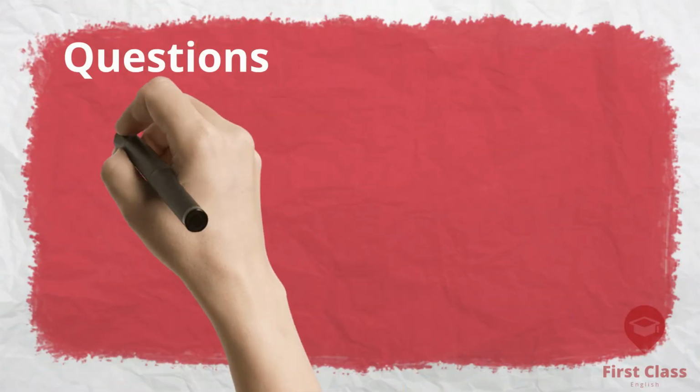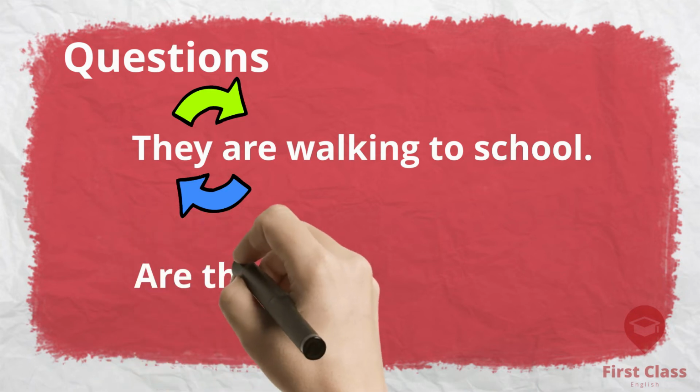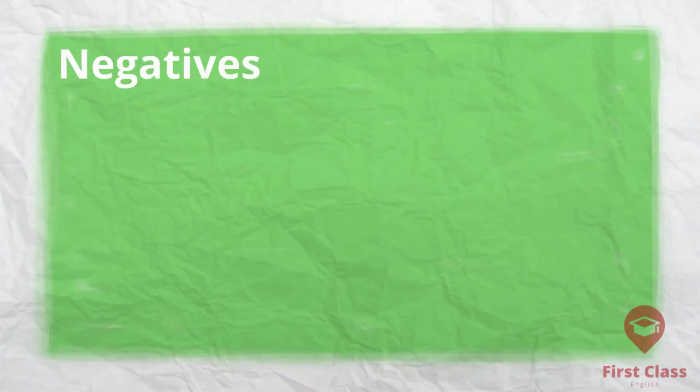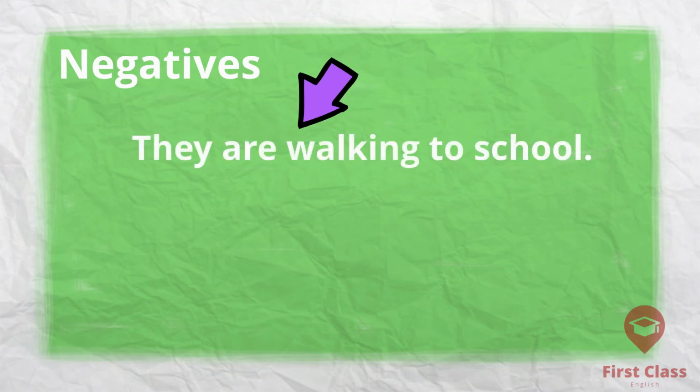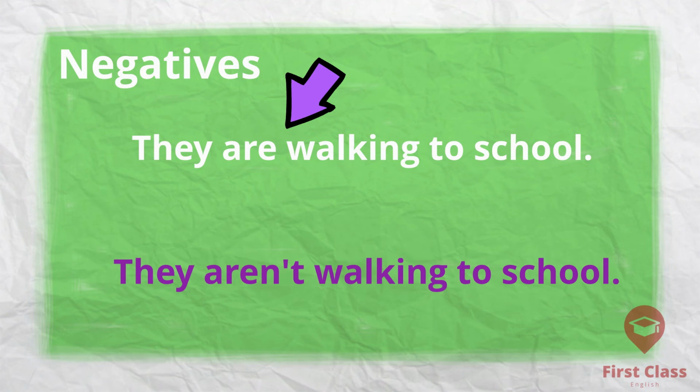To make questions, we simply change the order of the subject and the verb to be. For example, they are walking to school. Now it becomes, are they walking to school? To make a negative statement, we need to add the word not. This comes between the verb to be and the main verb. For example, they are not walking to school. However, we usually combine these words to make them one word. Now it becomes, they aren't walking to school.